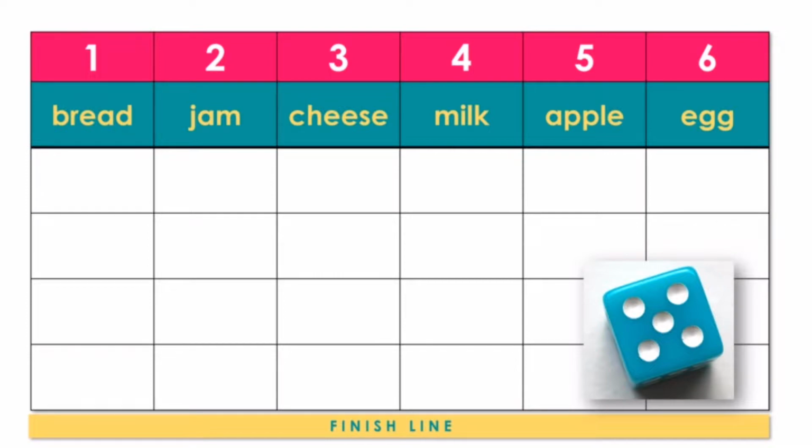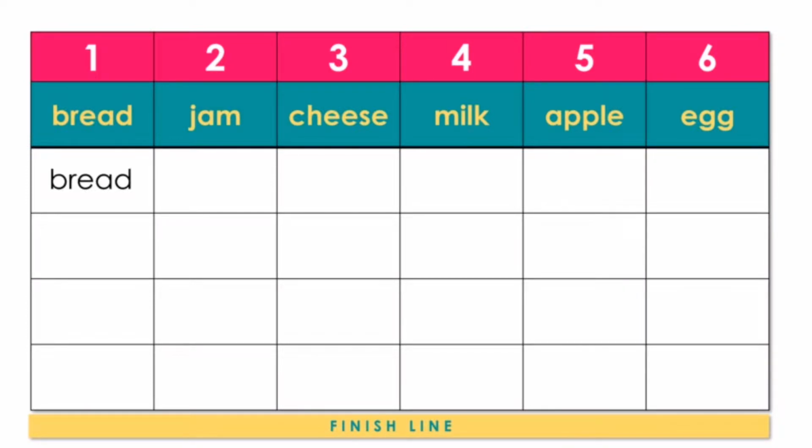Now it's time to play the game. Roll the die and write the word that matches the number you roll. For example, if I roll a 1, I would write the word bread. And if I roll a 2, I would write the word jam and repeat this process throughout.